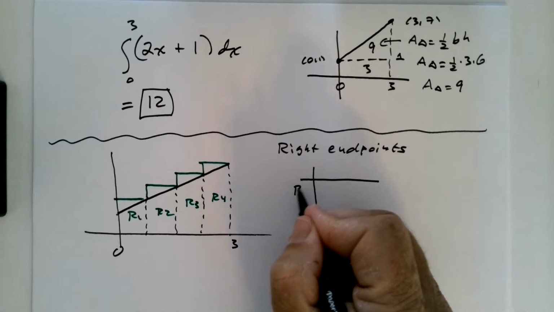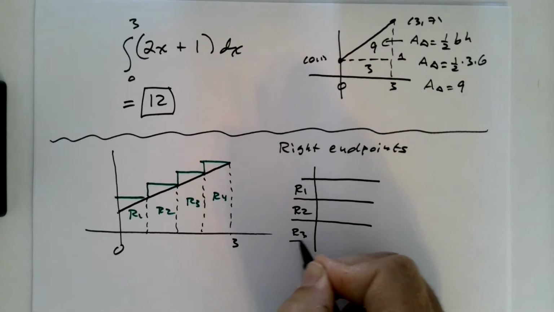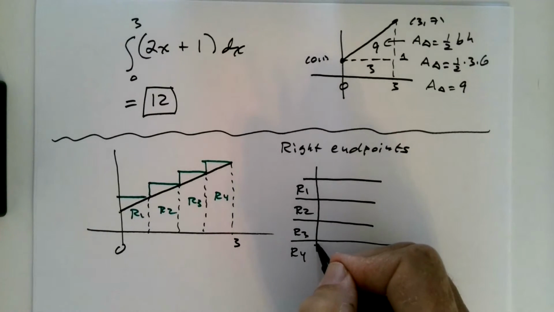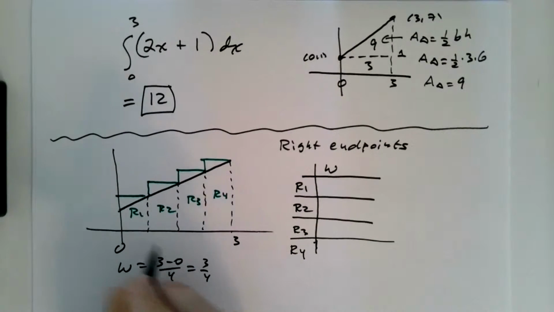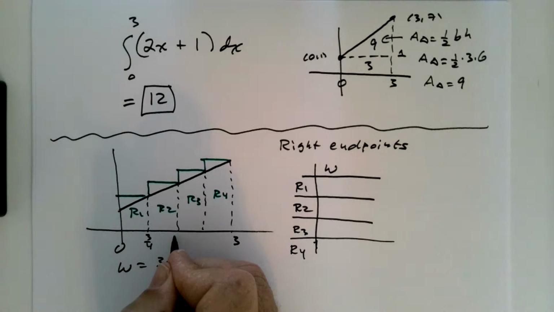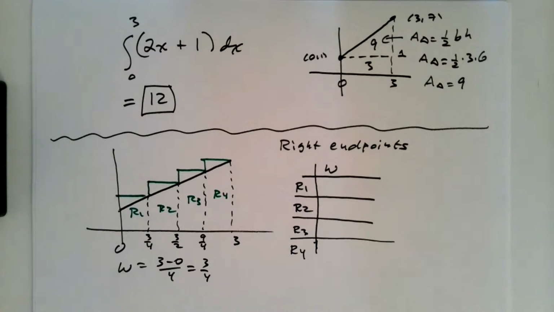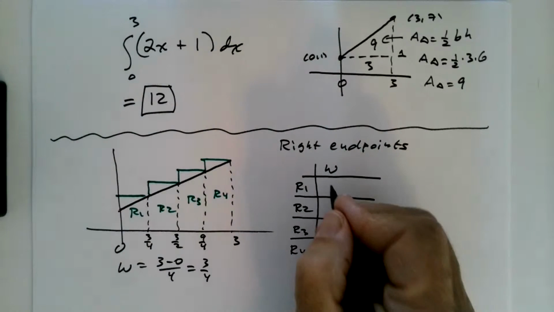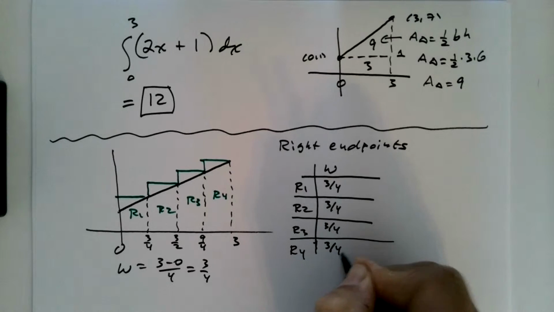So how am I going to describe this? Rectangle 1, rectangle 2, rectangle 3, rectangle 4. You'll notice the width on these rectangles is all the same. I have 0 to 3 divided into 4 pieces. So the width is 3 minus 0 over 4, or 3/4. Each one of these things is 3/4 wide. So this guy is 3/4. That's 6/4, also known as 3/2. This is 9/4, and that's 12/4, also known as 3. So the width of every one of those rectangles is 3/4.